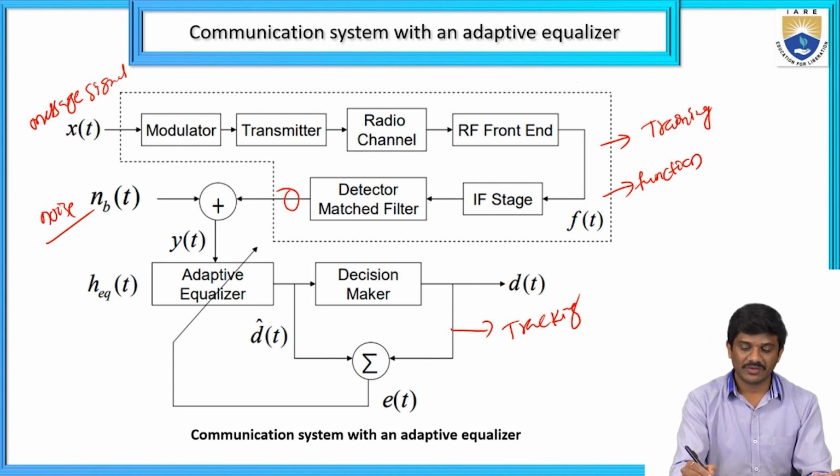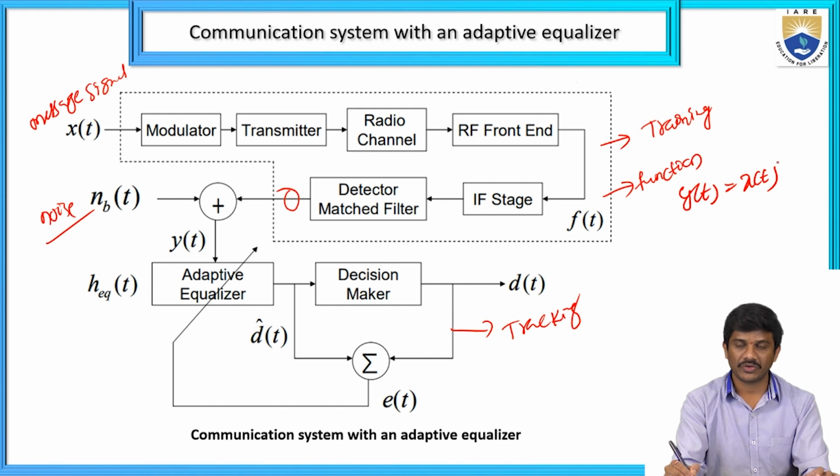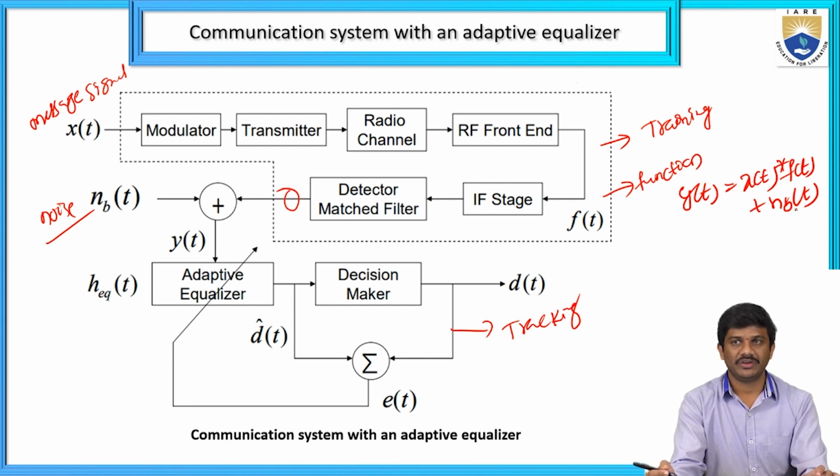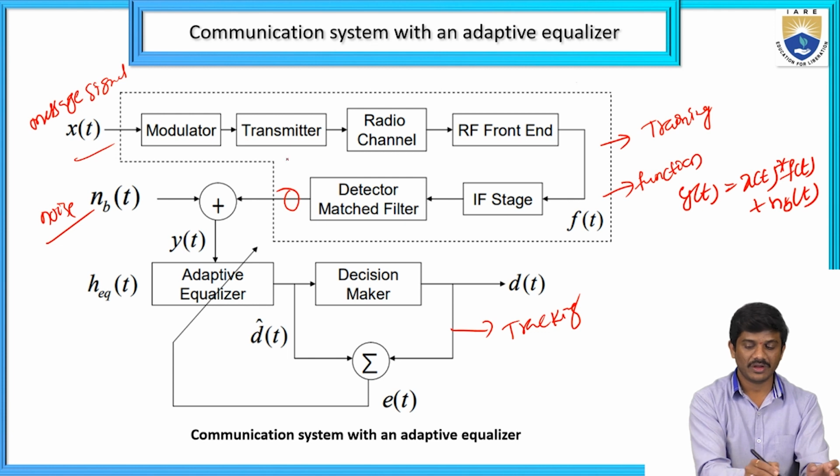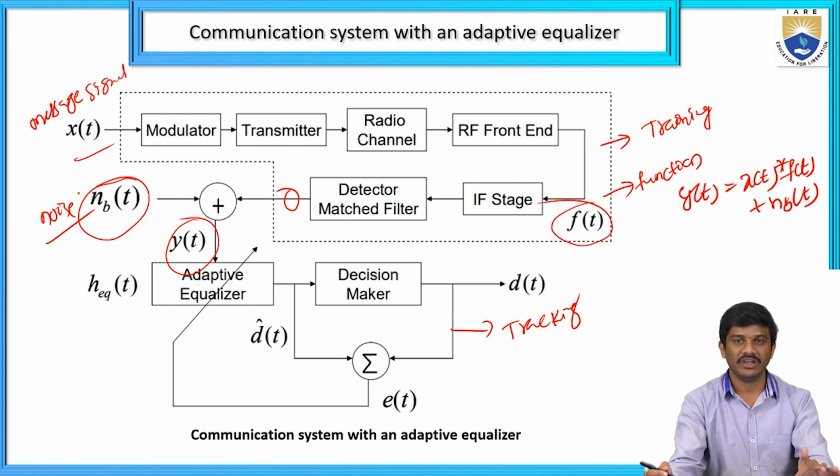What we have to write is y of t equal to x of t convolution f of t plus noise nb of t. This is y of t, the received signal, where x of t is the message signal. Then all the tracks are given to the adaptive equalizer.